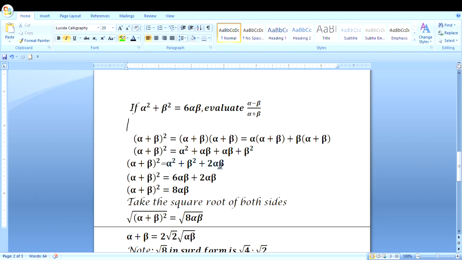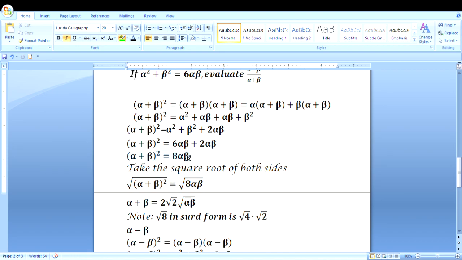If it is simplified here, it becomes alpha square plus beta square plus 2 alpha beta. Okay, now we recall from here that alpha square plus beta square here is 6 alpha beta. We did this because we are looking for a way to obtain alpha square plus beta square so that alpha plus beta can easily be obtained. So in place of alpha square plus beta square, we substitute 6 alpha beta plus 2 alpha beta. So alpha plus beta all square is equal to 8 alpha beta.